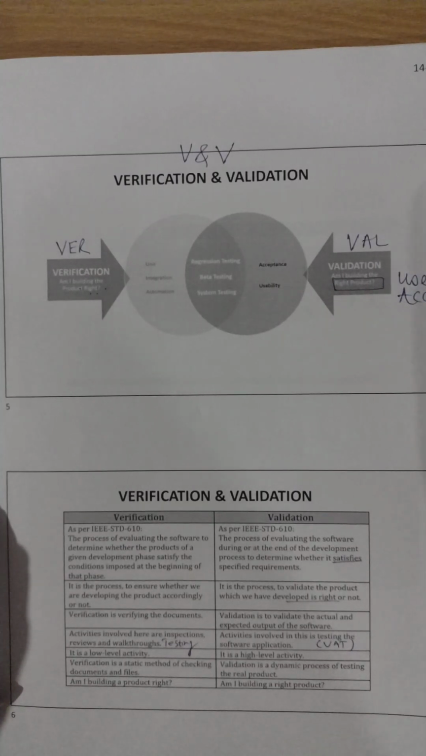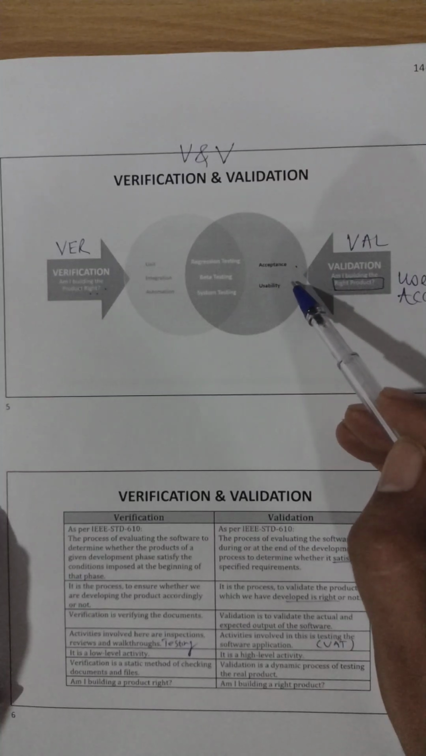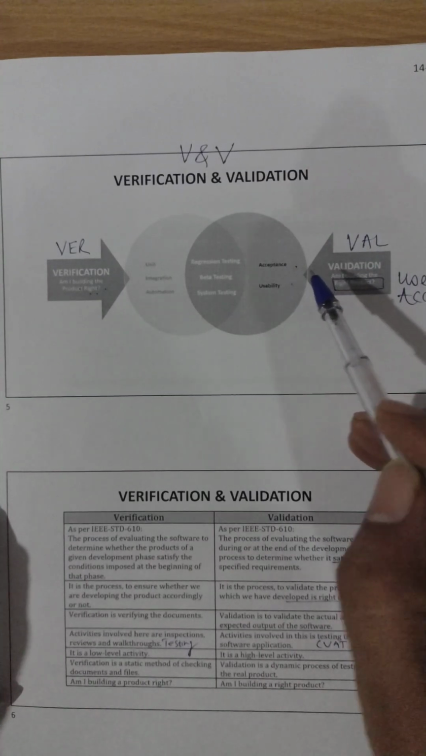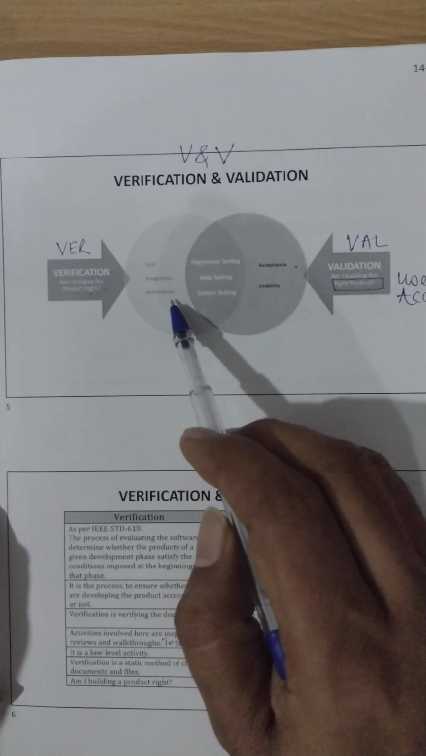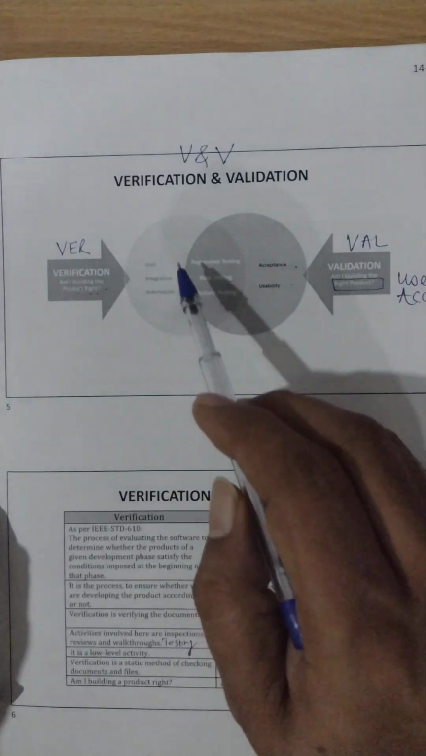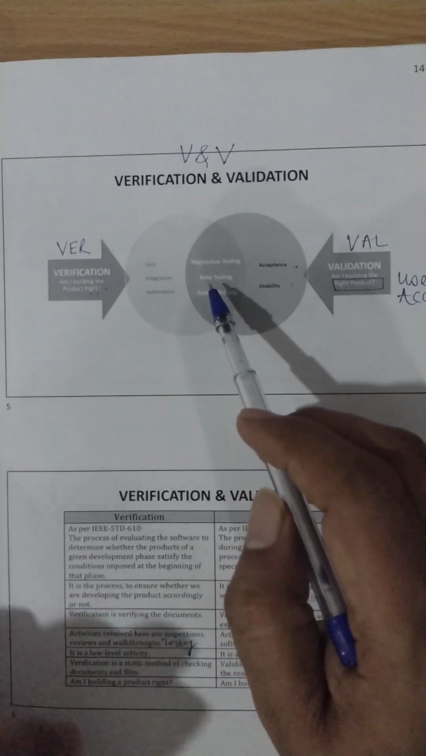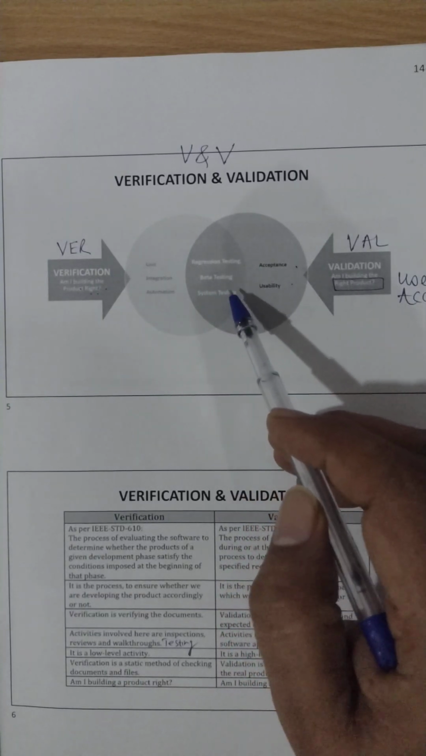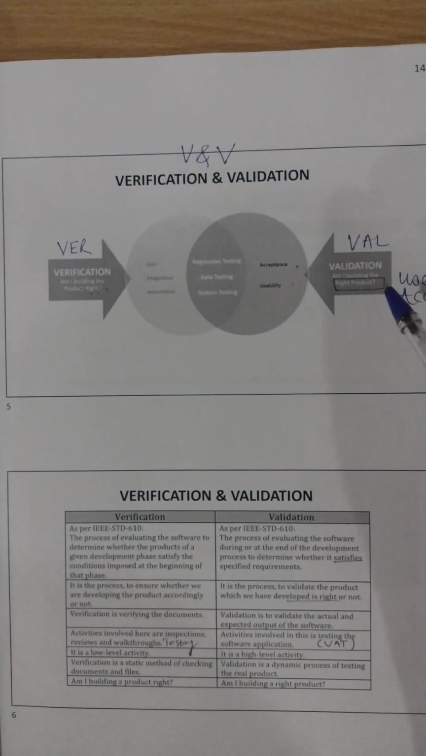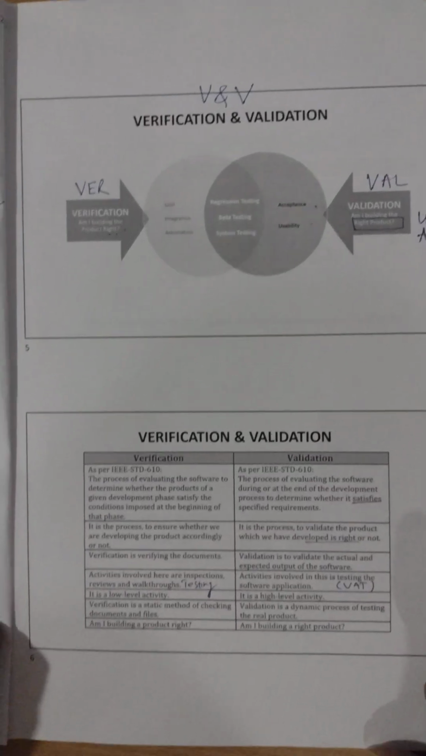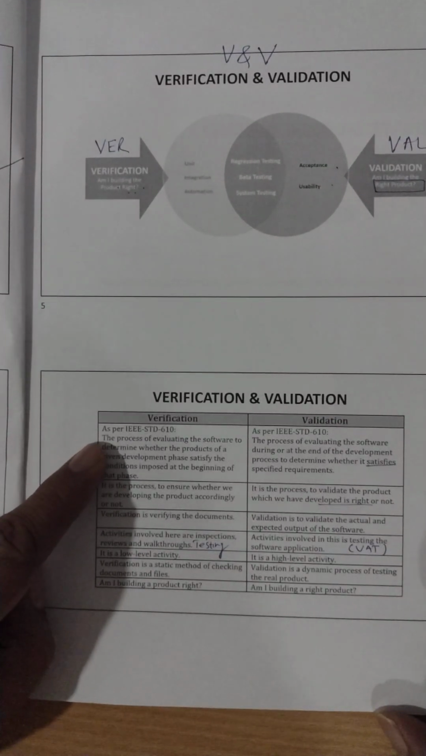In validation, your acceptance, usability and all these things will come. In case of verification, unit, integration, all automation, and then a combination of regression testing, beta testing, and system testing will also come. So VNV, verification and validation, I hope you are clear about the difference. We will see one more table of verification and validation.